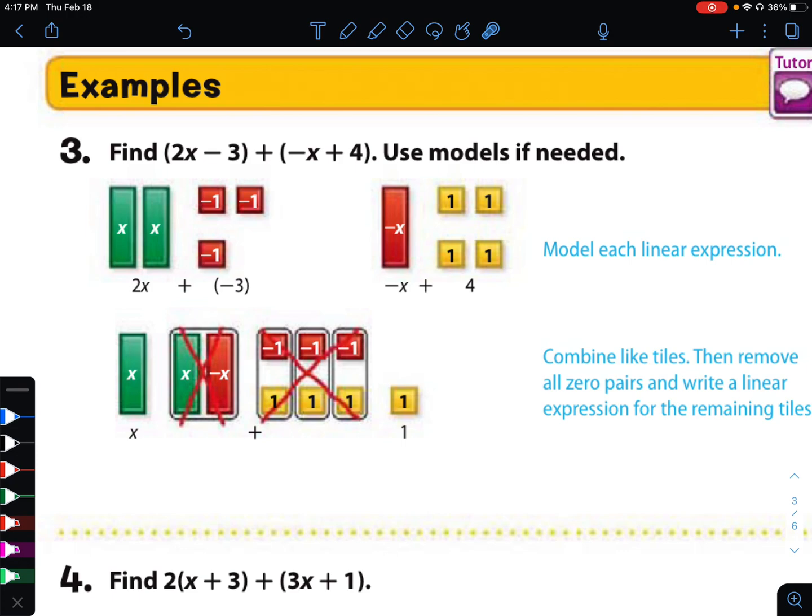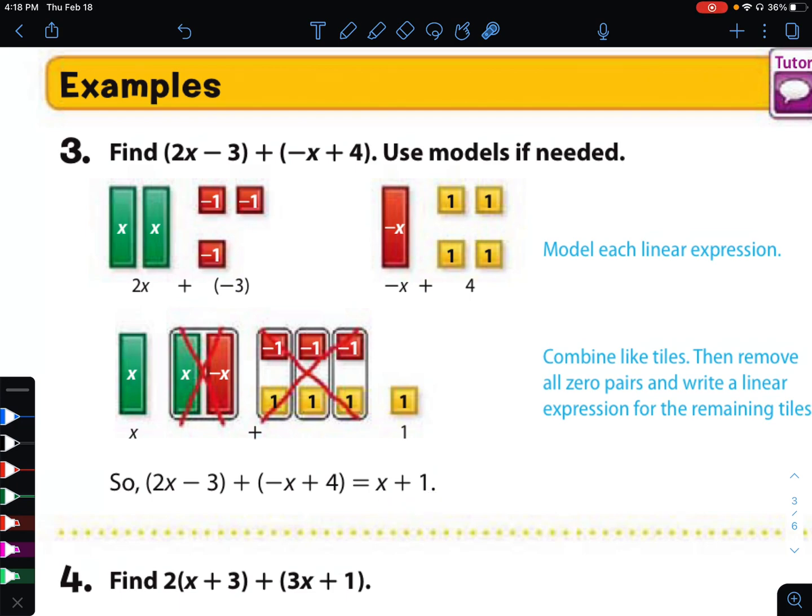So if you notice, only x and 1 are left. So the answer is x plus 1. 2x minus 3 minus x plus 4 is x plus 1. There you go.